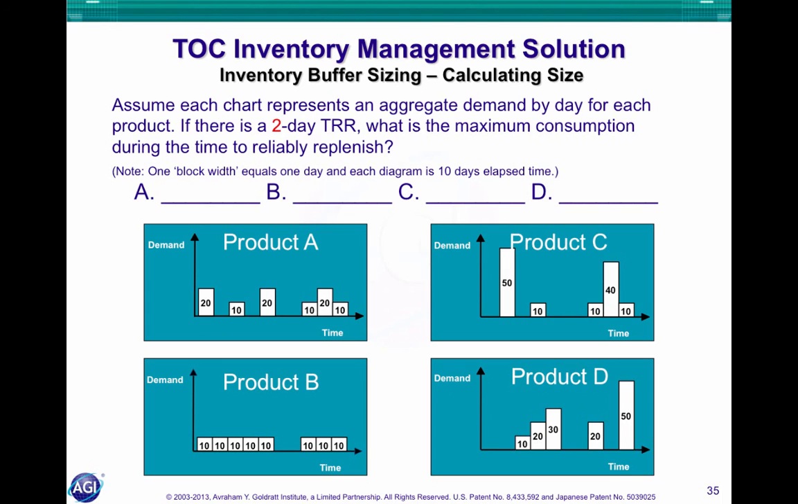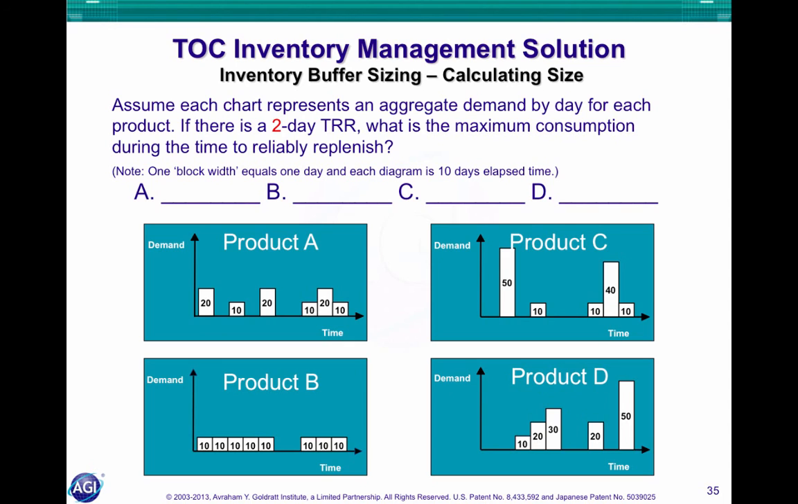For product A, a 3-day time to reliably replenish gave us a buffer size upper limit of 40. A 2-day TRR gives us an upper limit of 30, which is only a 25% reduction. For product B, a 3-day TRR gave us a buffer size upper limit of 30, and a 2-day TRR gives us an upper limit of 20, which is a 33% reduction.